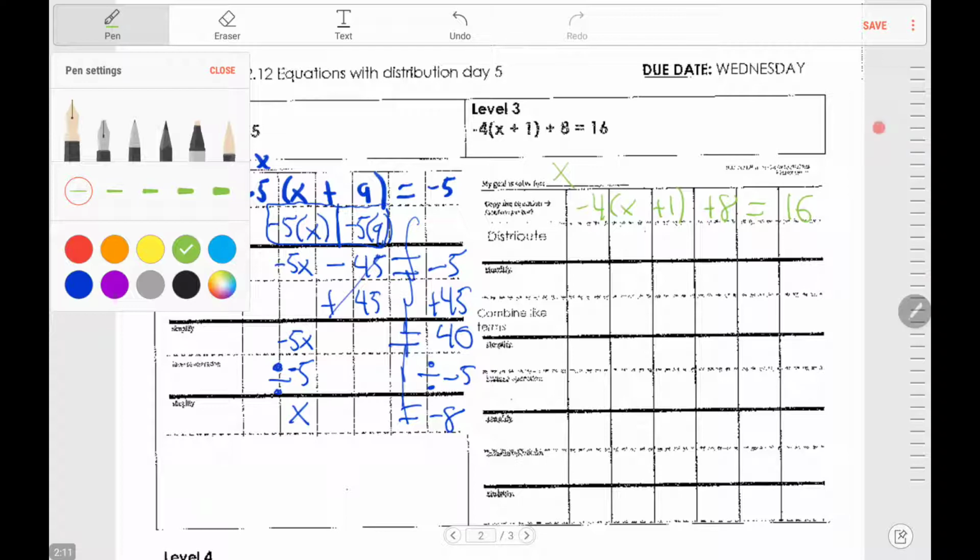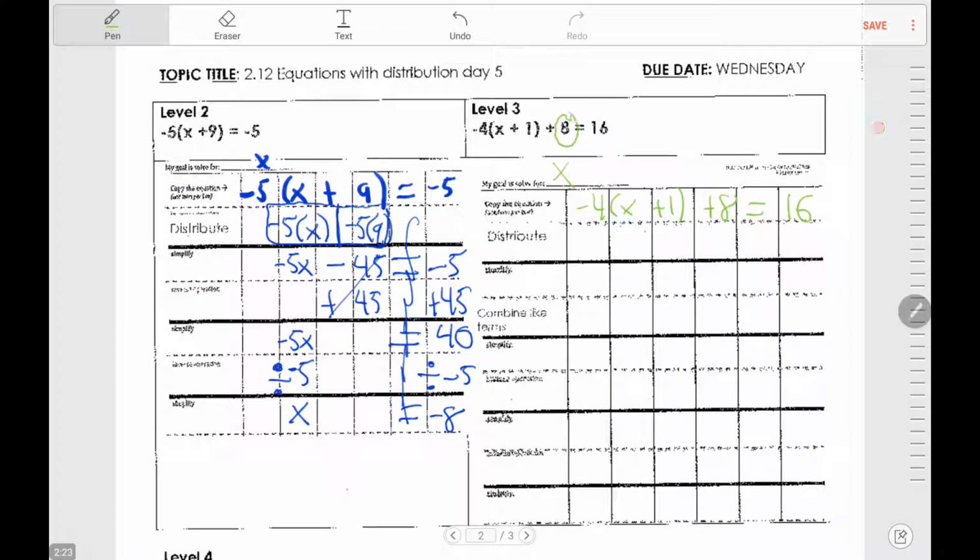Alright, moving along, we have -4 times x plus 1 plus 8 equals 16. Alright, so notice this one has the constant outside, so we're gonna have to combine like terms eventually. But first, again, we start the same way. We make our box. What's gonna go in the box? We're distributing this -4, right? So -4 times x and -4 times 1.